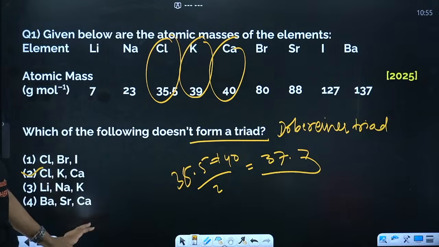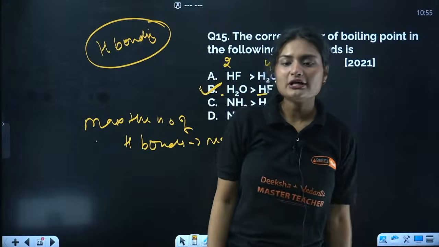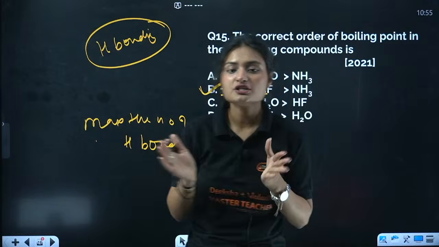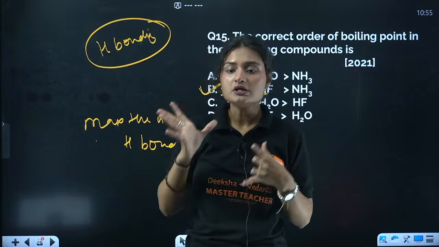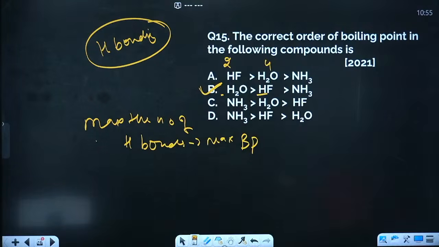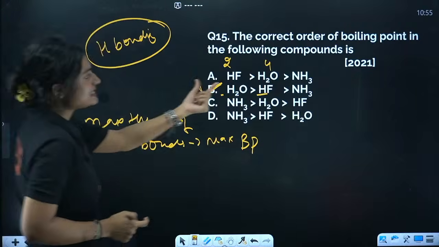The correct answer is option B. 15th question, boiling point. Boiling point will be directly proportional to the extent of hydrogen bonding. The stronger the hydrogen bond, or the more the number of hydrogen bonds, the higher will be the boiling point. Now here we have HF, H2O and NH3.